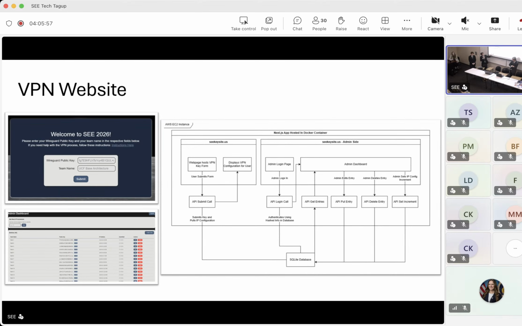With the admin site, it is protected with a login, and then they also have the ability to edit and delete inserted keys and add other keys that may have not been inserted by the teams. Next slide, please.